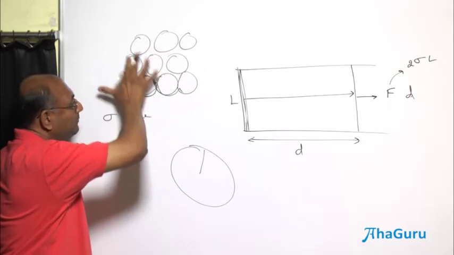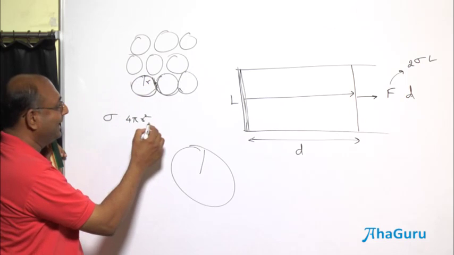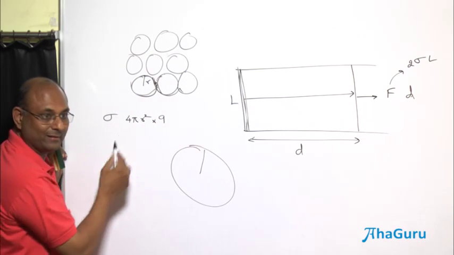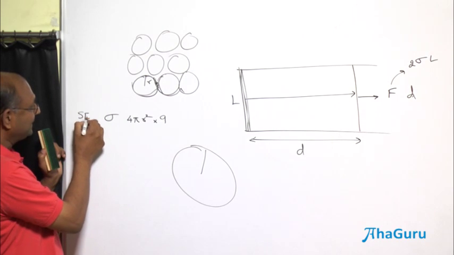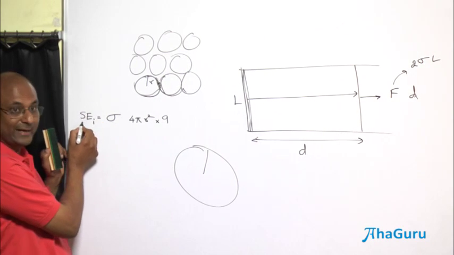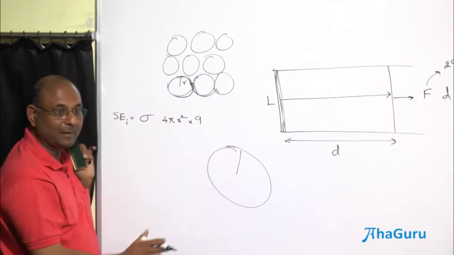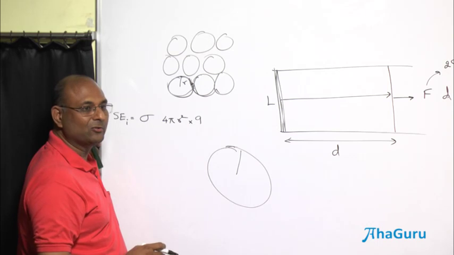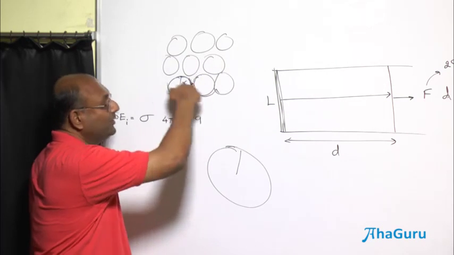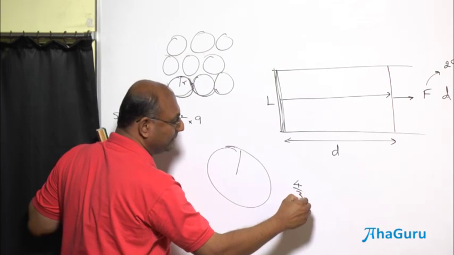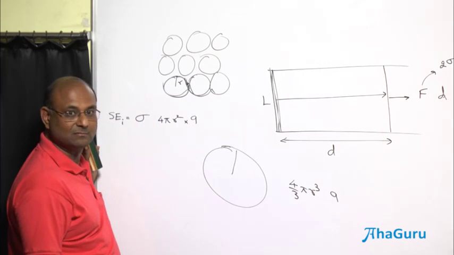So, how much do 9 blobs of water have as surface area? Well, each one has radius r. So it would have had 9 times 4 pi r square as the original surface. This would have been the initial surface energy. Now when they combine together to form a big blob, generally water volume is conserved because water density does not change. But what was the volume? 4 by 3 pi r cube.